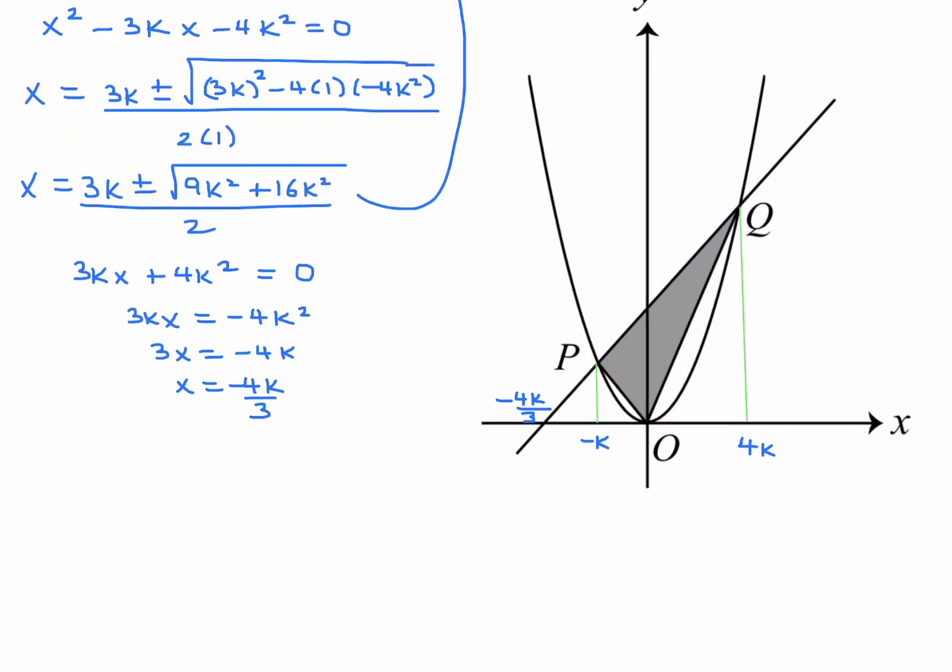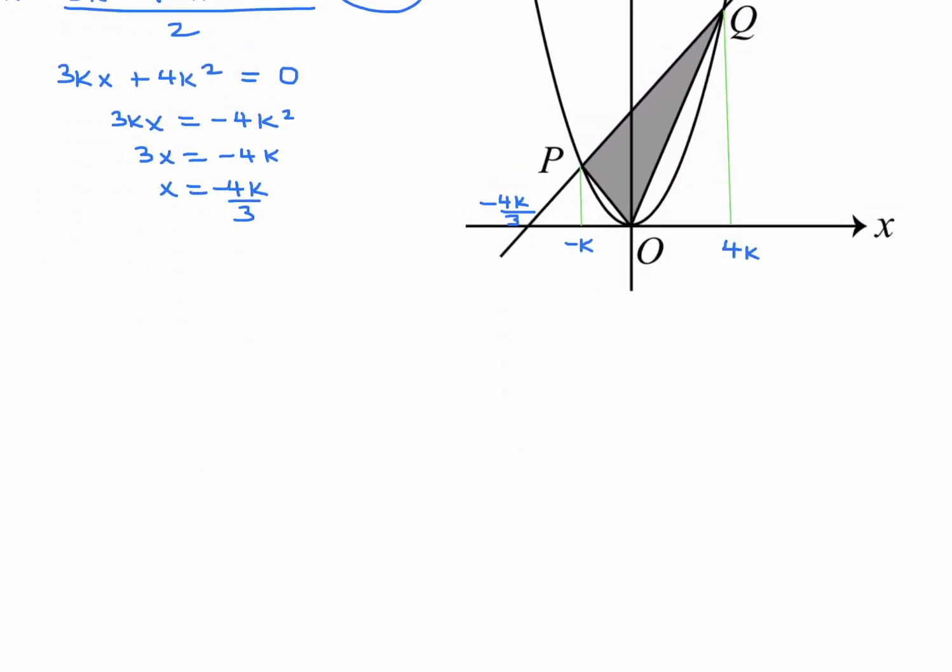Okay, I think I have everything I need to look at the area now. The area is 80 of that shaded region, and that is equivalent to the full triangle, subtract from it these two triangles, that one and this one. So the full triangle, 1/2 base times height. The base is from there to there. So that's 4k minus 4k over 3, so plus 4k over 3. That's going to be the base. The height is from here to here.